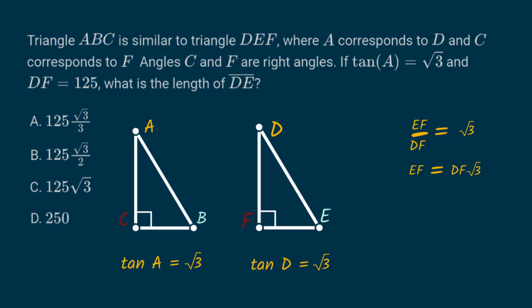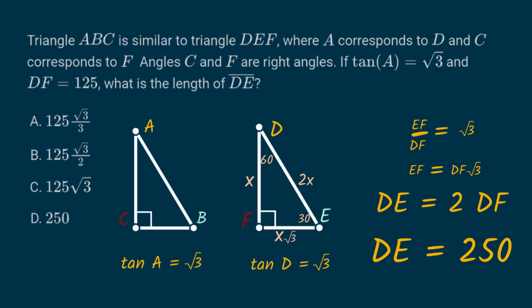If you apply this in the triangle, you will notice that this ratio elaborates a ratio of the special 30-60-90 right-angle triangle, meaning that DE will equal twice DF. In that case, DE should equal 250. You can repeat and pause the video for further clarity.